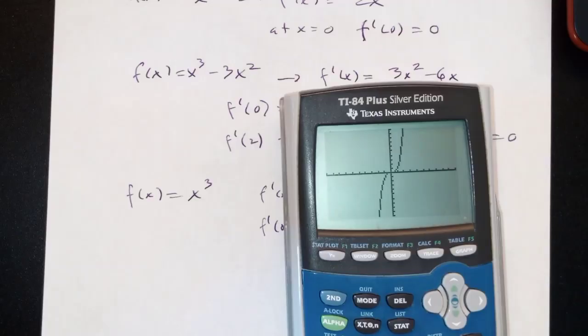The graph keeps going up. It's not a minimum. It's not a maximum. 0, 0 is just another spot on the graph. It happens to be a place where we have a horizontal tangent line, but it's not an extreme. Is Fermat wrong?